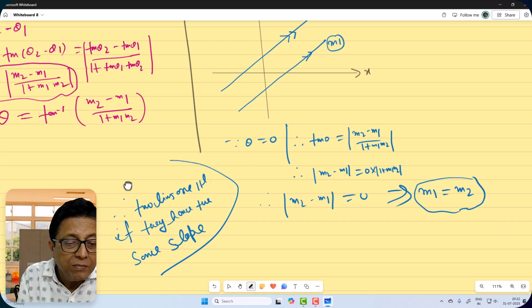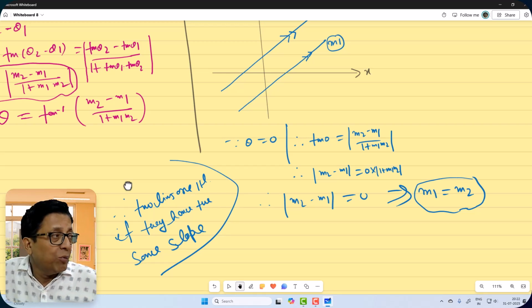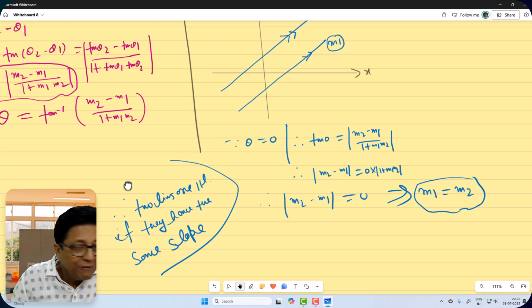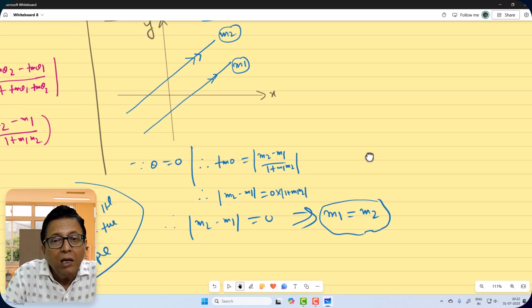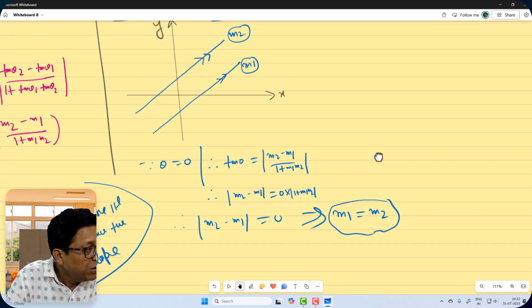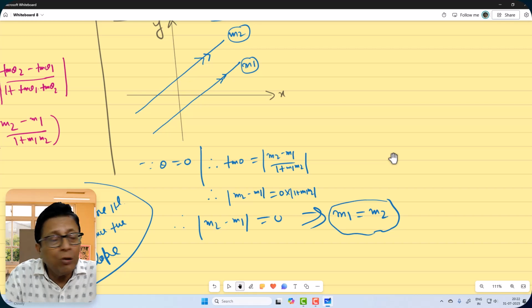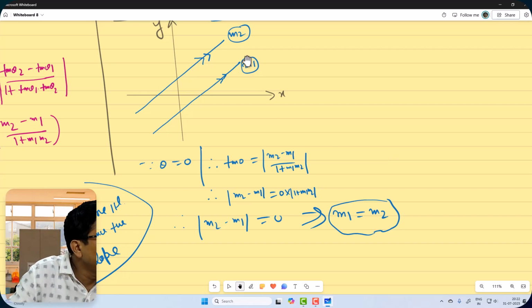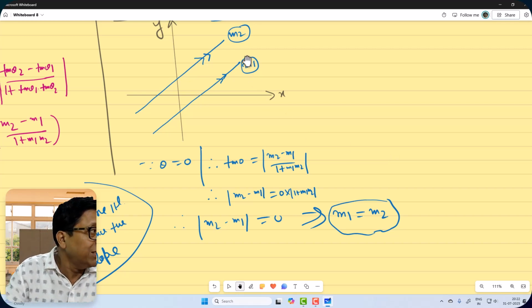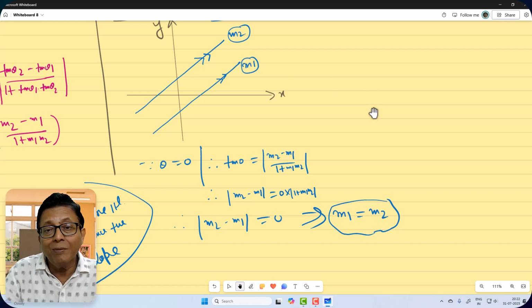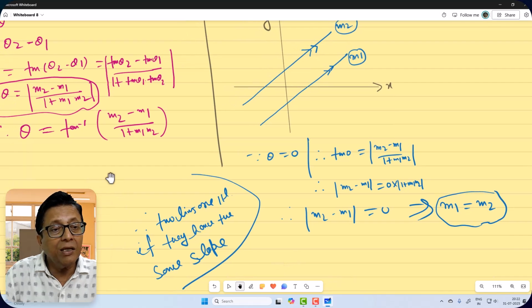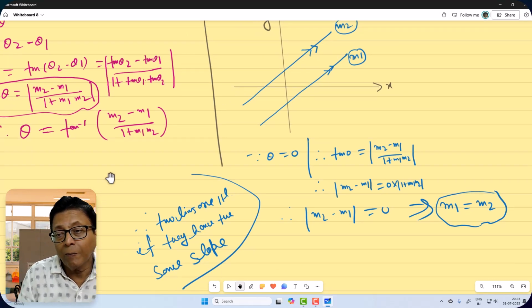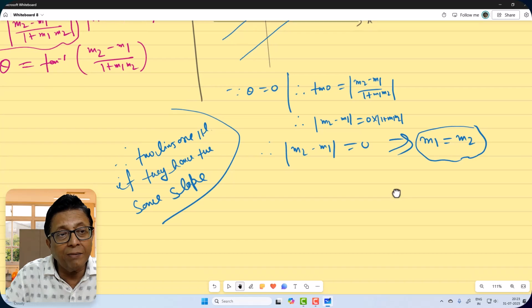Okay? Their slopes must be equal. Then they are parallel. Angle theta may be there, not equal to 0. Theta may be equal to 0. One more special case is there, that is when theta is 90 degree. What will be the condition for them? This is the formula. Tan theta equals this. Now for perpendicular lines, we are going to derive the condition.